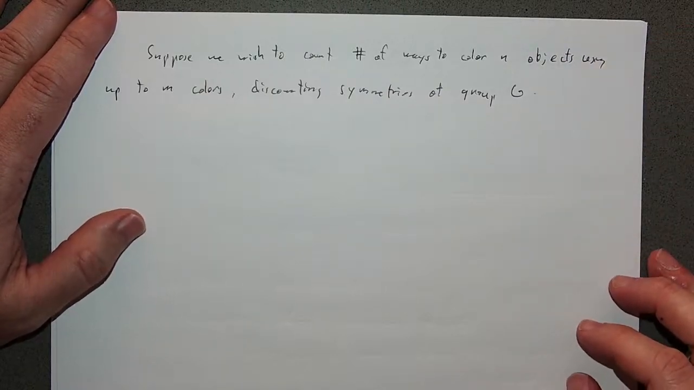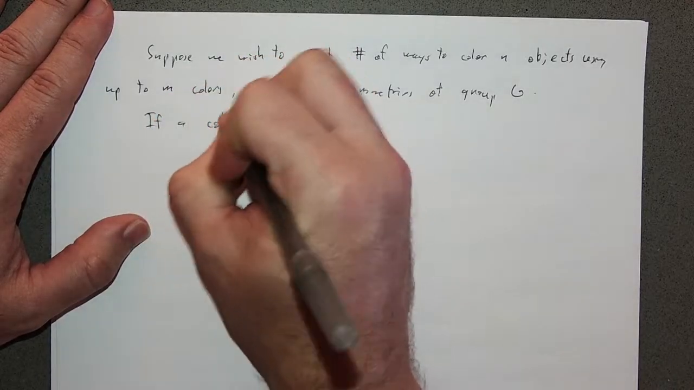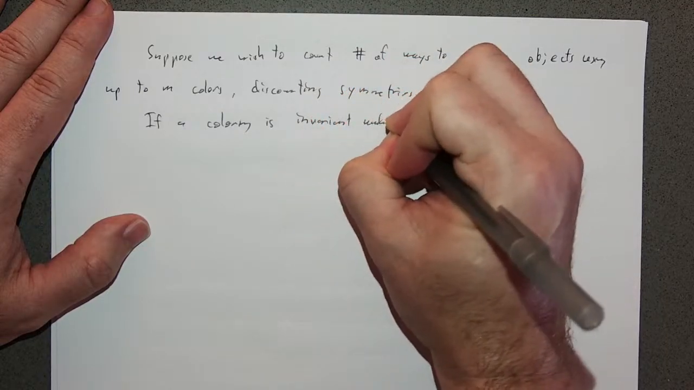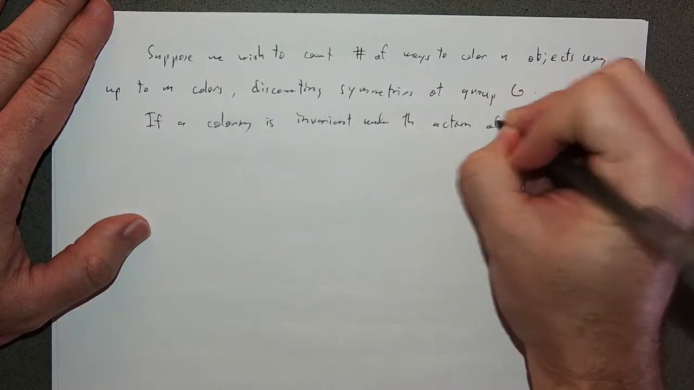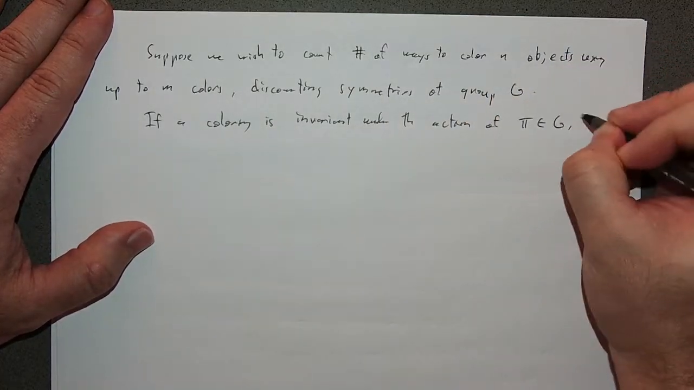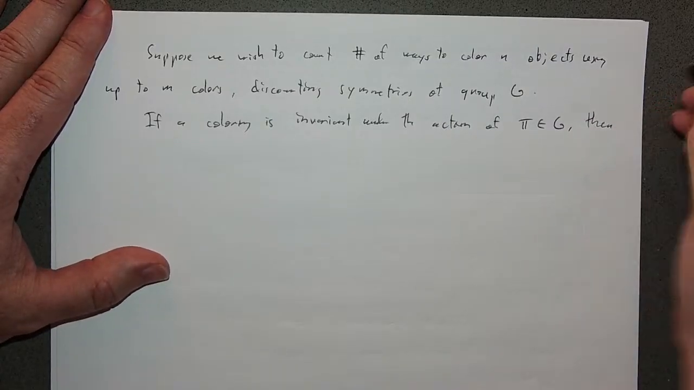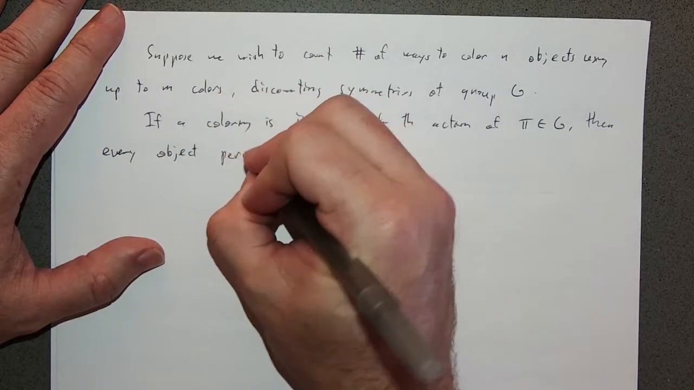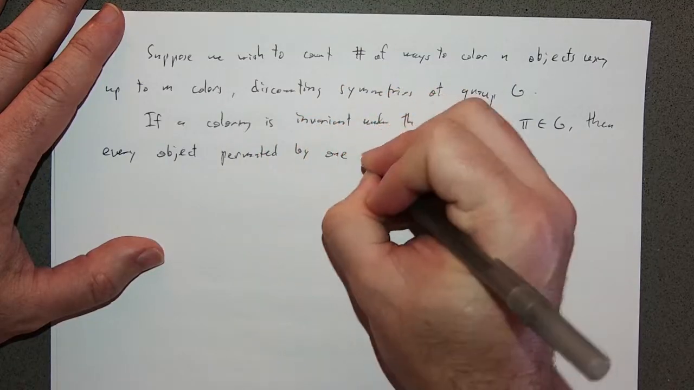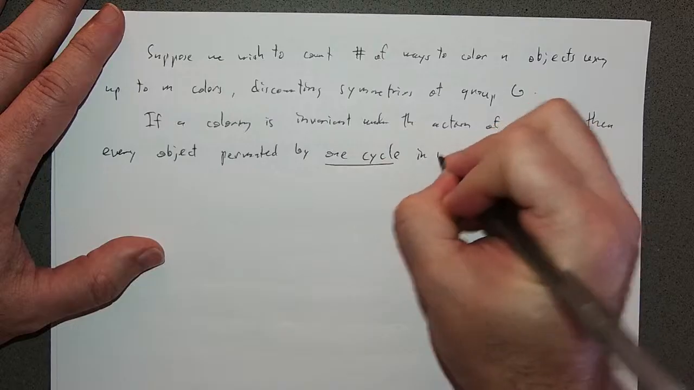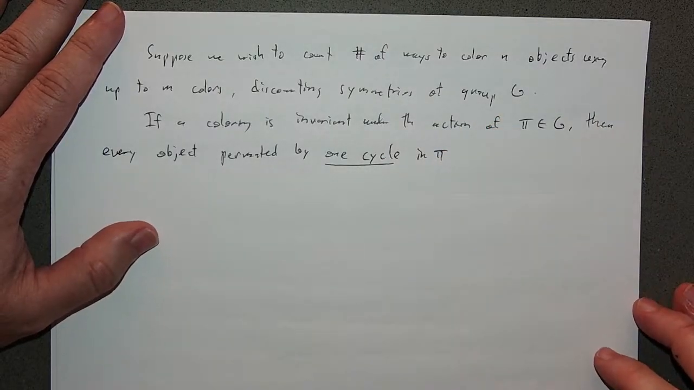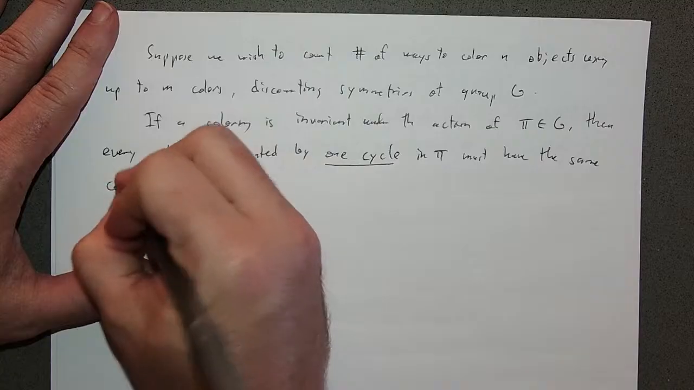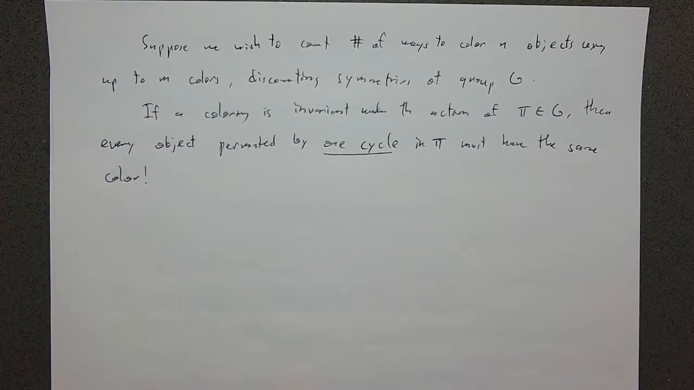Okay. Now notice if a coloring is invariant under the action of a permutation pi in G, then every object permuted by one cycle in pi must have the same color. So think about that for a second.